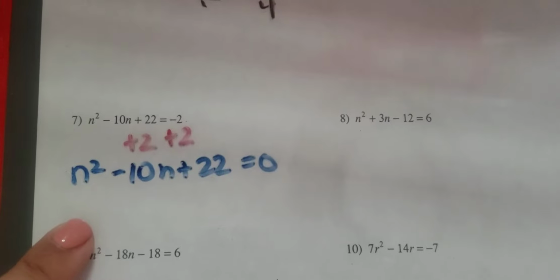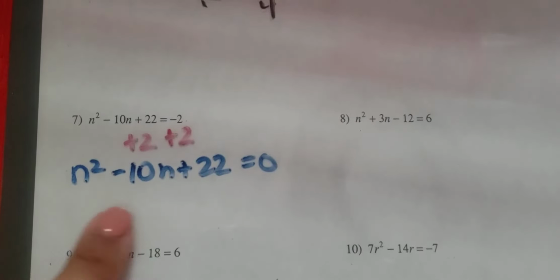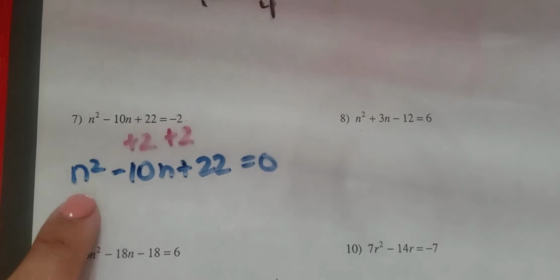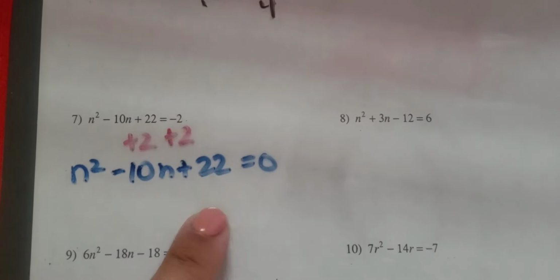I previously taught you how to factor. Whenever you have a quadratic equation, remember, always look for a GCF. No matter what, just look for it. And if you notice, there's no GCF between all three. So now you can use the AC method, and that's where I said multiply A times C. In this case, it's just 22. And your B, negative 10.